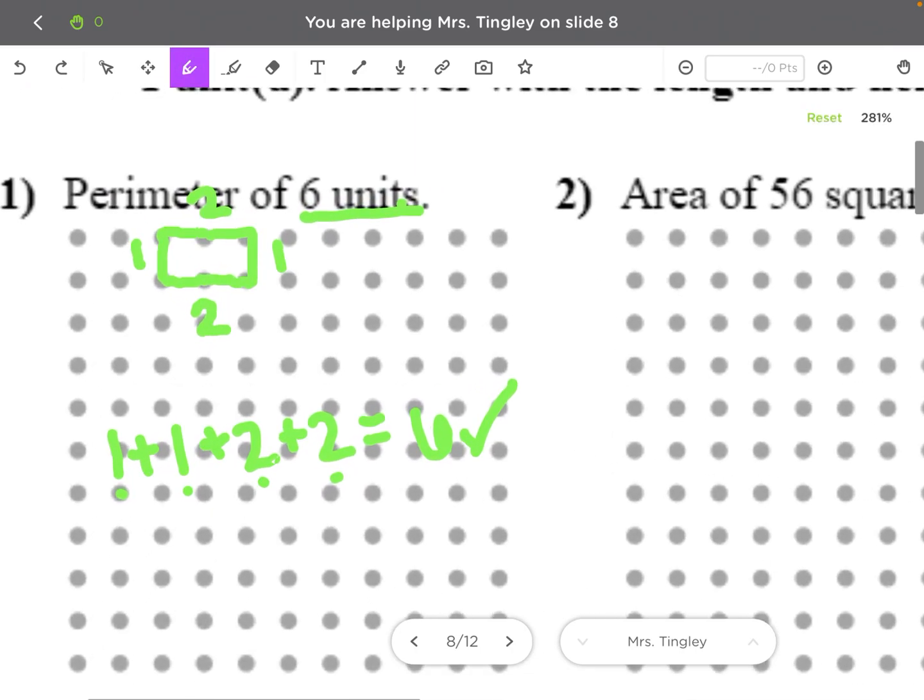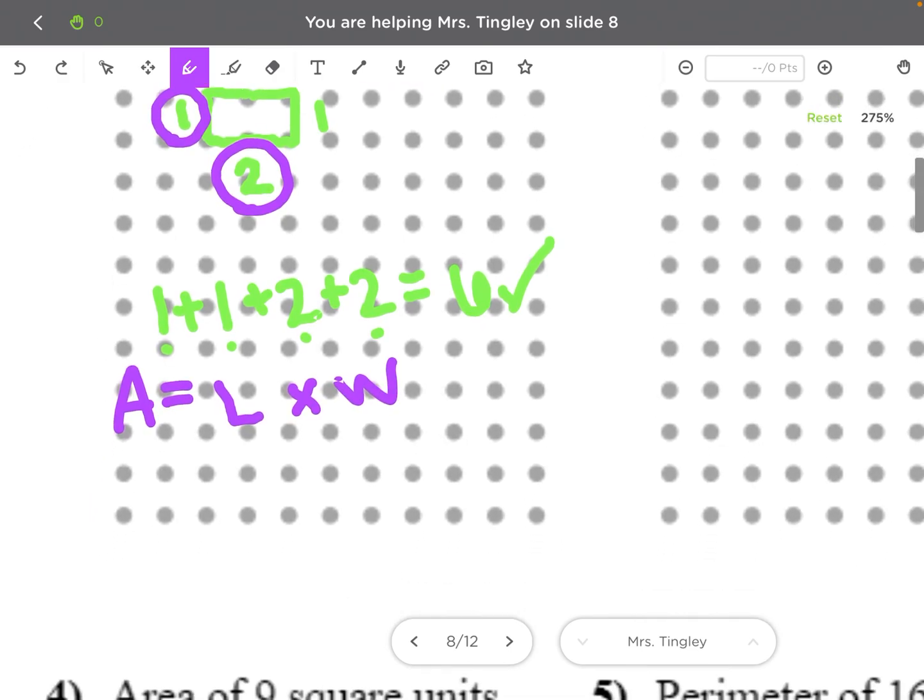Now let's stick with those same colors. Grab your purple. And now we'll find the area. Area, you multiply the length times the width.